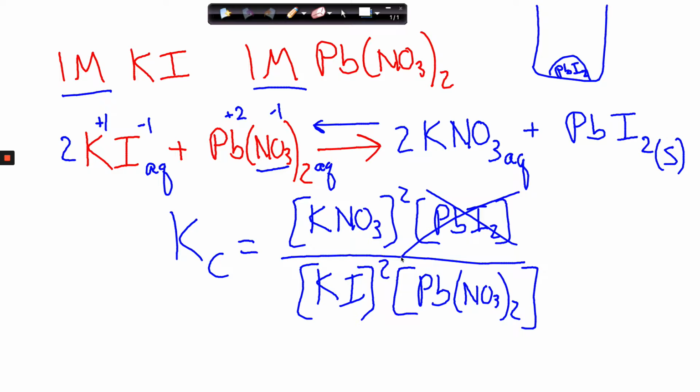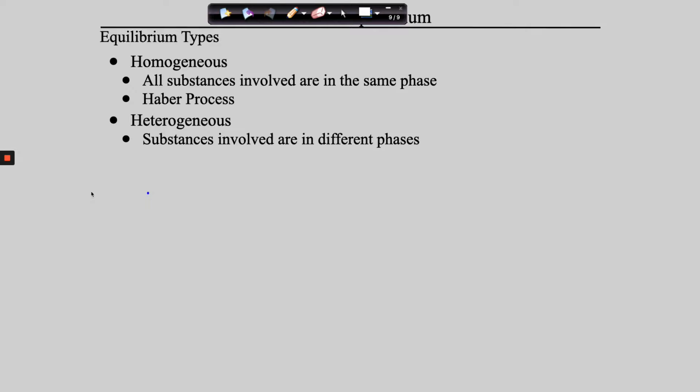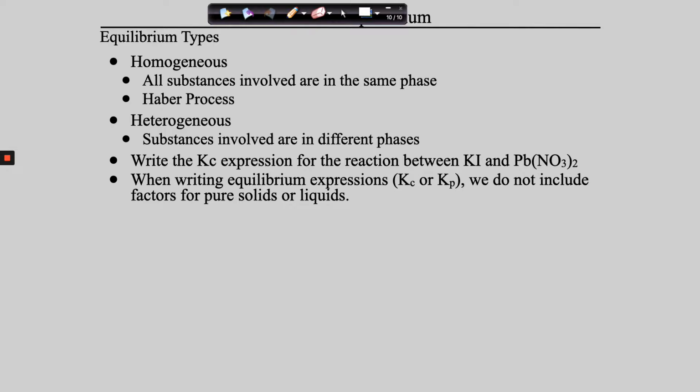You guys sold on that? Solids, liquids, never in K expressions. Okay? So let's summarize that. The summary is this: when we're writing Kc expressions or Kp expressions, we do not include factors for solids or liquids.